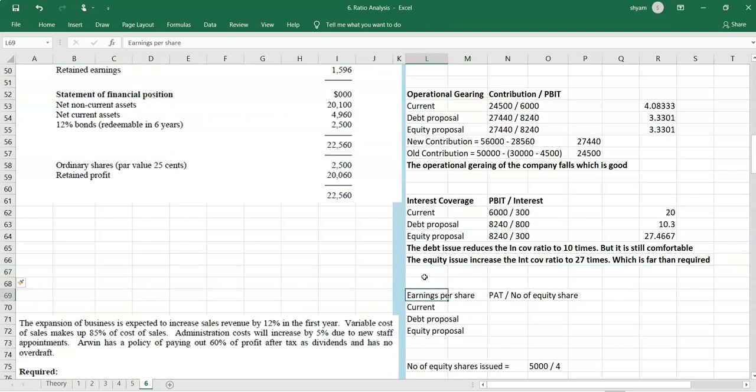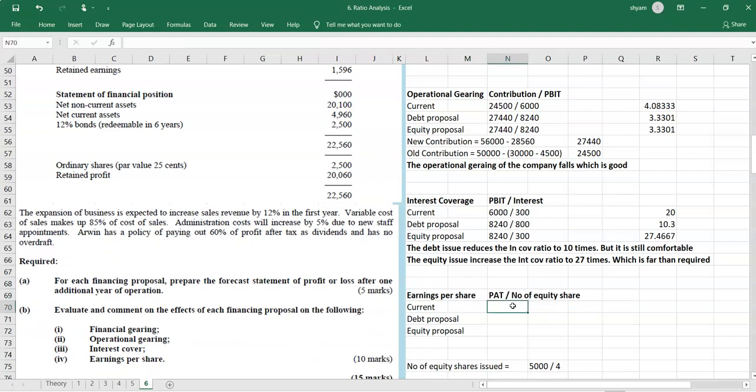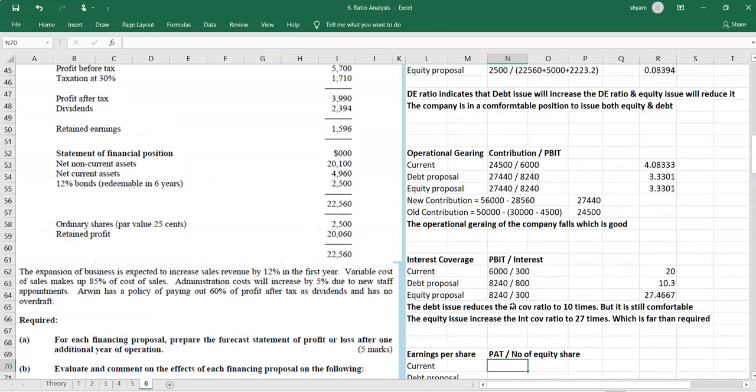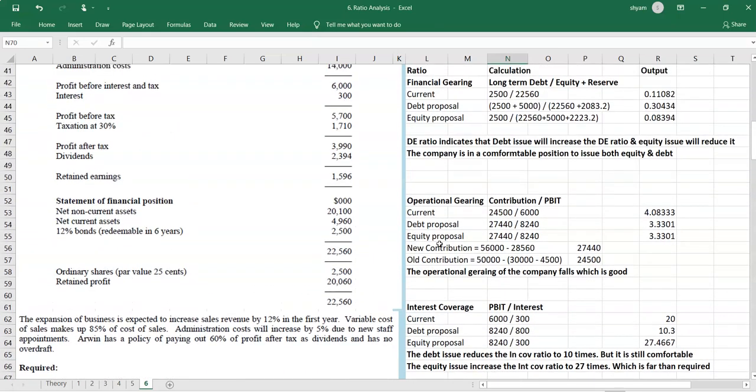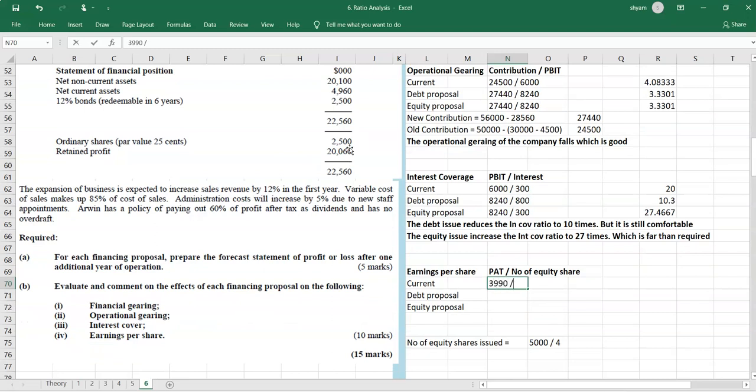Okay, so we'll go to the EPS. For working out the EPS, we need to know the PAT. So let's get the PAT. PAT here is 3990. Number of equity shares we have to compute. 2,500 worth of shares are there, and each share is only 0.25 cents. Okay, so if you want, you can put it like this.